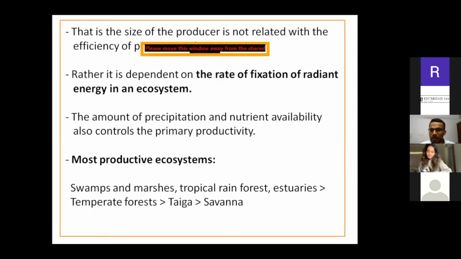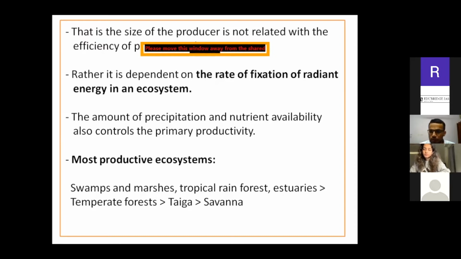So swamps and marshes, tropical rainforests and estuaries, they have almost similar productivity, and they are the most productive ecosystems that we have in the environment. Swamp marshes, tropical rainforests and estuaries, right? Followed by temperate forest, then taiga, taiga forest, and finally savanna. So these are the most productive ecosystems that we have.